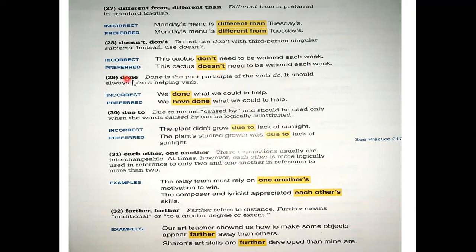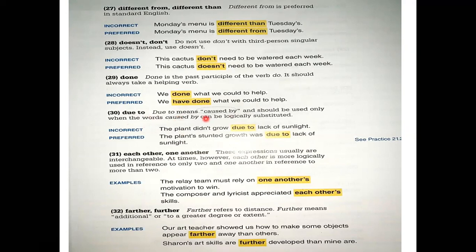Then number 29 is done. Done is the past participle of the verb do. It should always take a helping verb, because we know that done is the past participle. We cannot use it alone unless it has a helping verb, have or has or had, with it. For example, we done what we could to help. No, it would be we have done what we could to help.